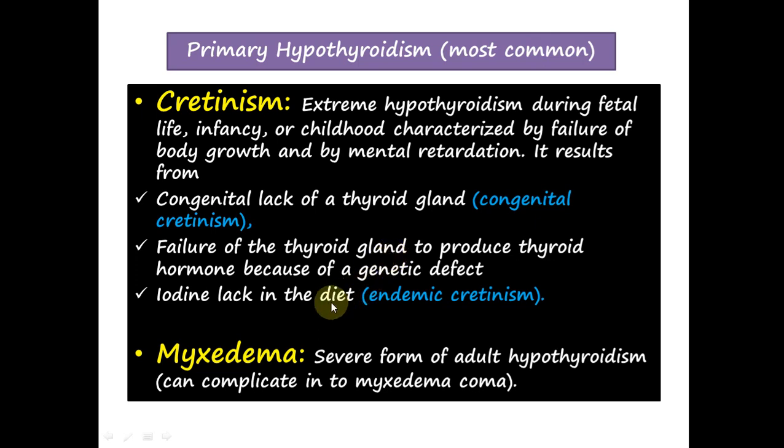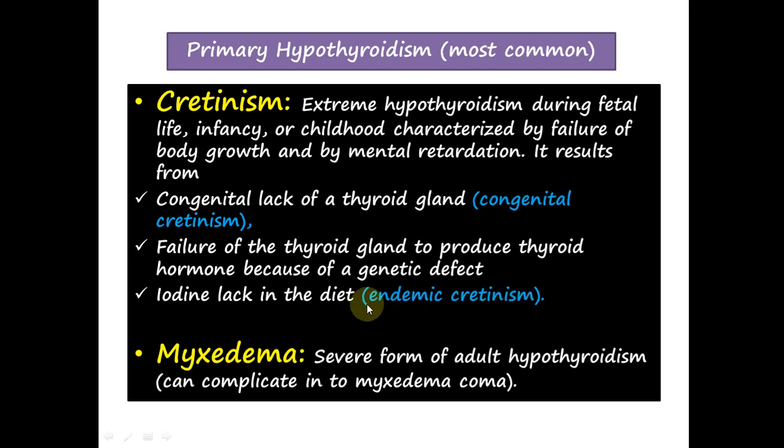Sometimes in some areas of the world there is iodine lack in the diet, and when the child is not getting the required amount of iodine for the formation of the thyroid hormone, these children develop cretinism, and this type of situation is known as endemic cretinism.